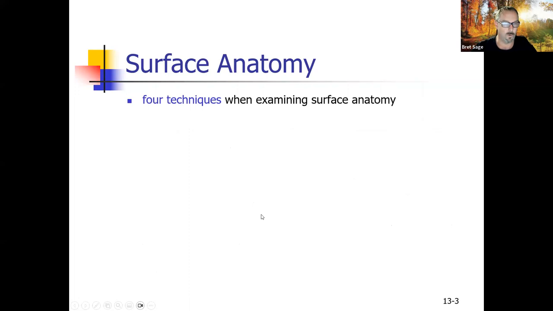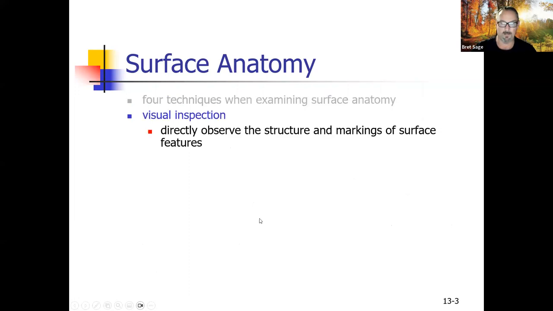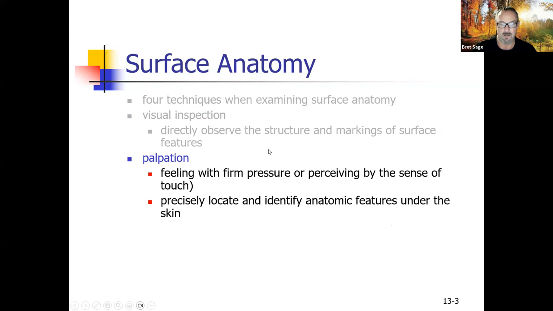More surface anatomy, there's four techniques generally when examining surface anatomy. First is visual inspection, just looking, observing the structure and the markings of surface features. Second, palpation, feeling. Now, I'm always really put out, believe it or not, when I go to the doctors and they never lay their hand on me. Now they're just like, yeah, get away from me, you're icky.